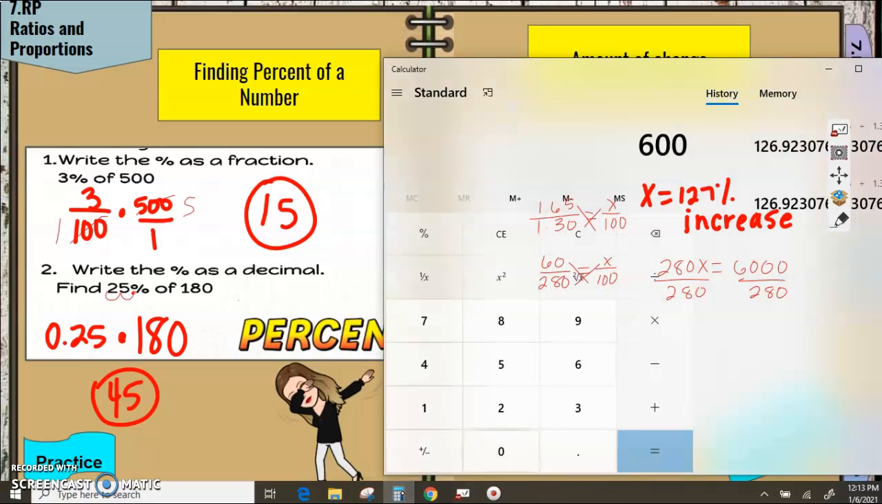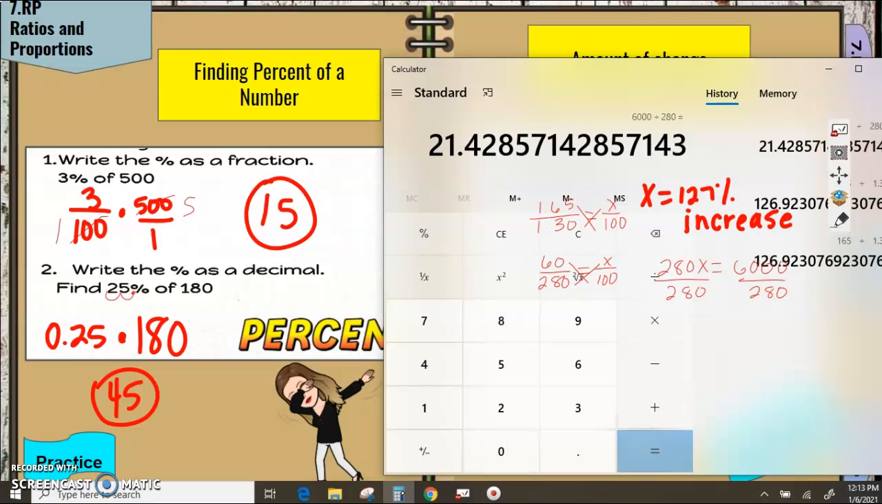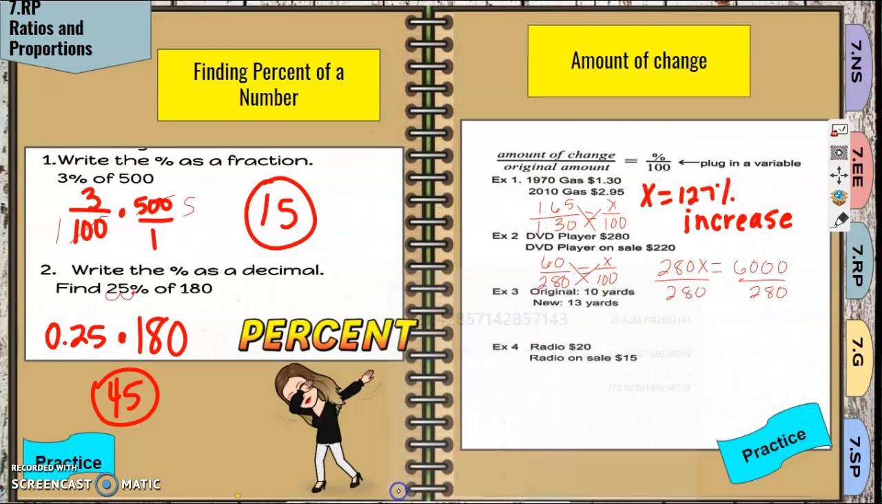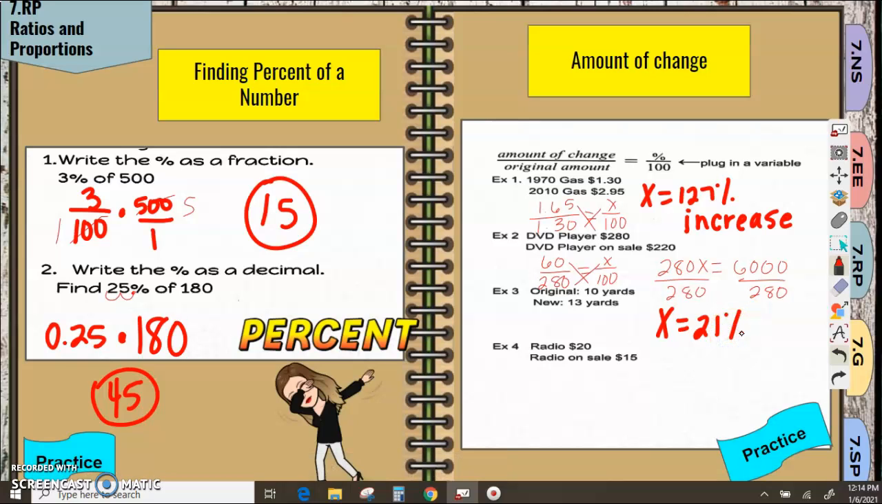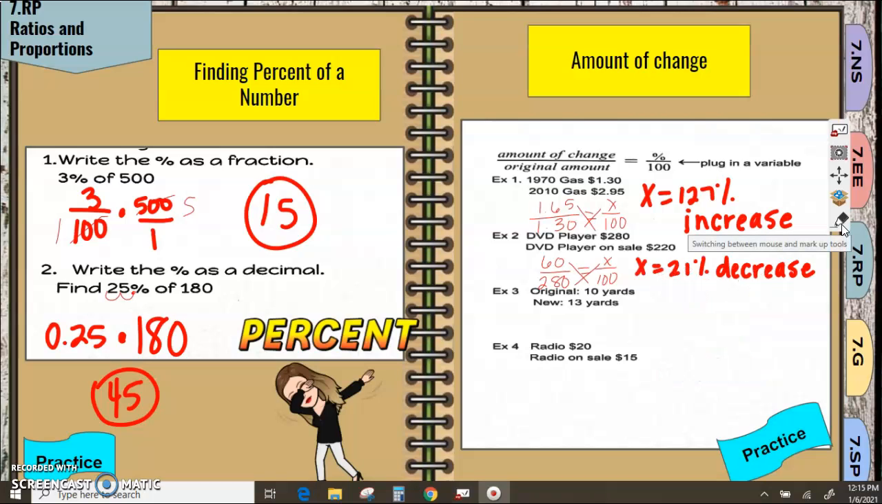And I'm going to divide this by 280. So 6,000 divided by 280, and we're going to round this to 21. We'll just round it to the whole number. It's about 21%. Because it went down, that means it's a decrease. 21% decrease.